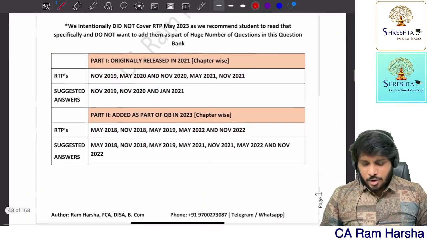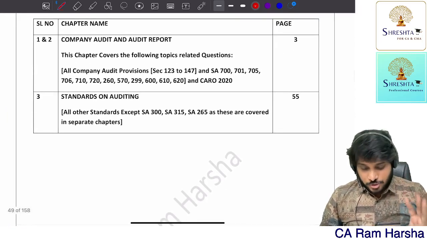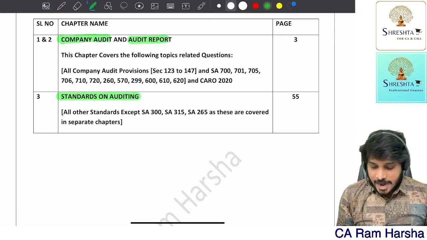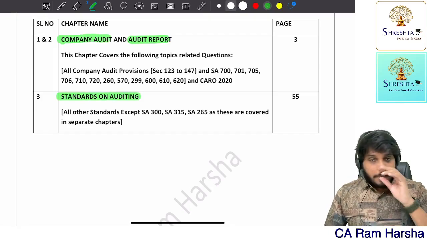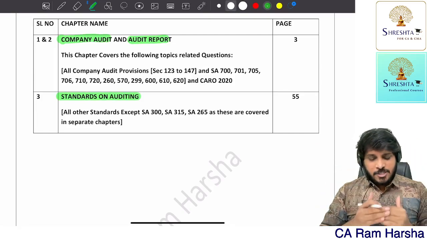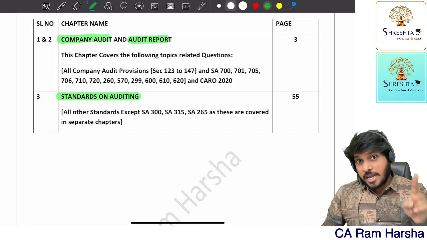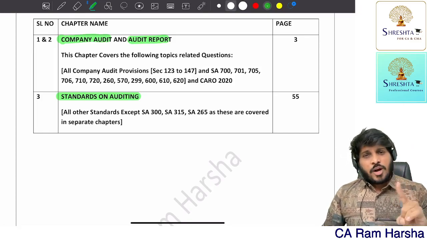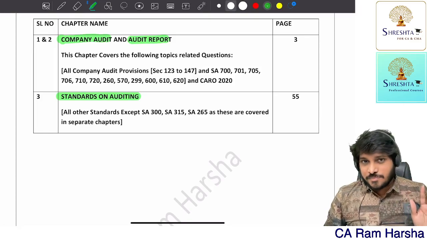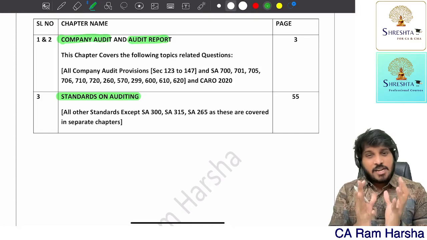Now, what is the primary objective of this question bank? In this, we have only covered 3 chapters: company audit, audit report, and standards on auditing. First, understand what is there in your syllabus, and what resources you should look for as per the ICAI requirement for these 3 chapters, especially standards. Please listen without fail. You are going to understand exactly what to refer.